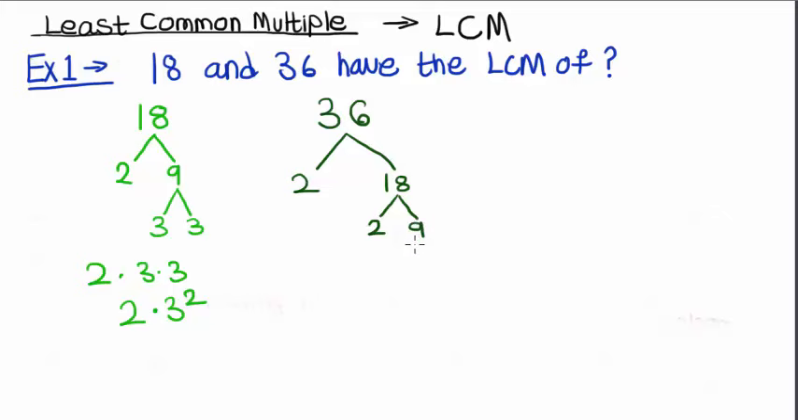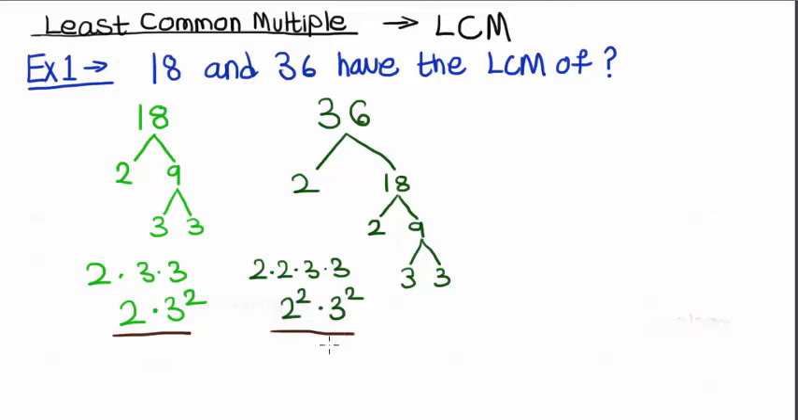Since 9 is a composite number, the smallest prime factor for 9 is 3. So I break apart 9 into 2 branches, and on both branches I have the number 3. Therefore, the prime factorization for the number 36 is 2 times 2 times 3 times 3. This can be better represented using exponents as 2 to the power of 2 times 3 to the power of 2.